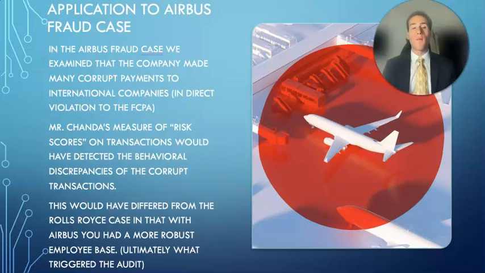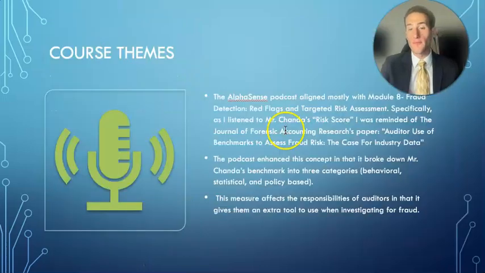This case obviously differs from the Rolls-Royce case in the nature of how the corruption was found out. The Rolls-Royce case, what happened was there was a lot of public pressure that caused them to do their internal audit. With the Airbus case, you had such a robust employee base that they blew the whistle, they waved the red flag, and that sparked the audit. If you're using the risk score, you're able to identify that fraud sooner.